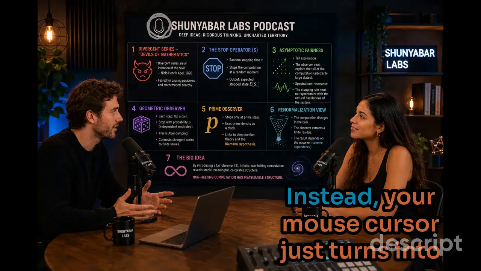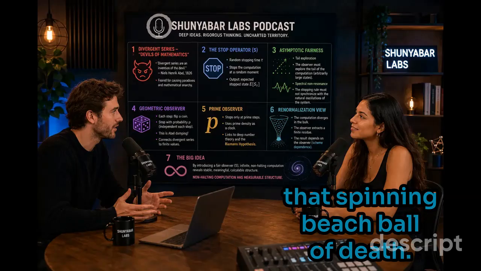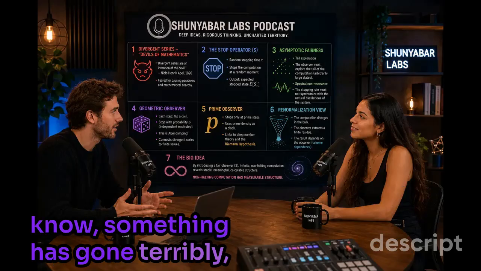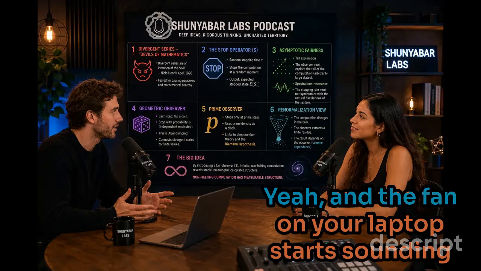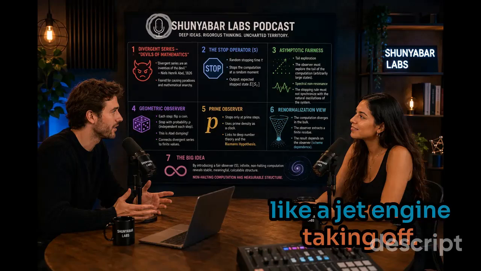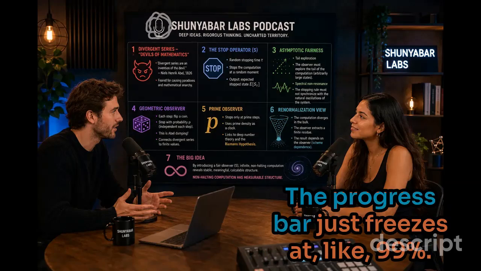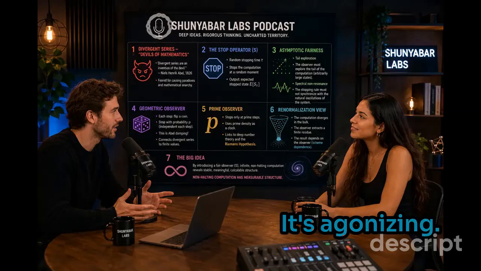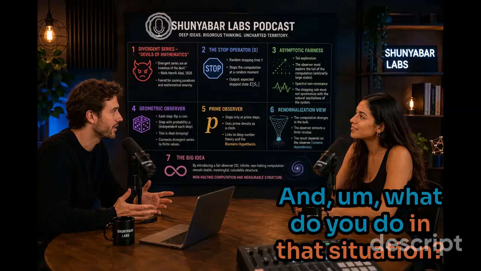Never comes. Right. Instead, your mouse cursor just turns into that spinning beach ball of death. The universal symbol for something has gone terribly, terribly wrong. Yeah, and the fan on your laptop starts sounding like a jet engine taking off. The progress bar just freezes at like 99%. Which is almost worse than freezing at 1%, honestly.